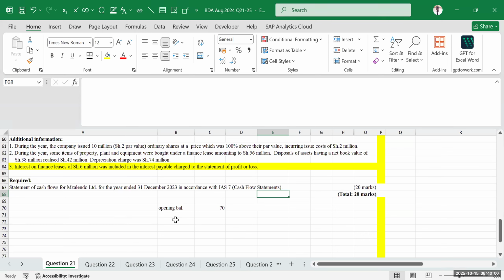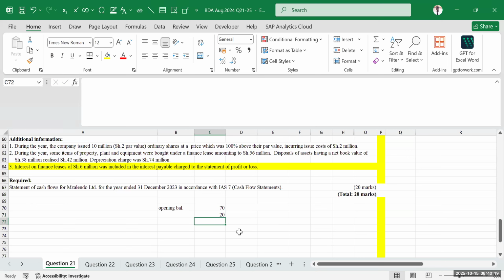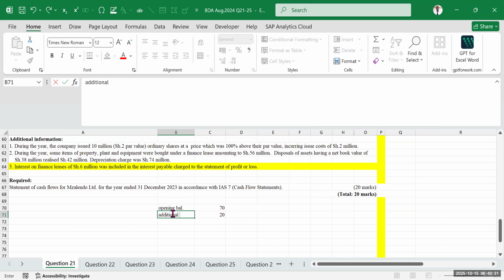So I would have taken the normal par value, that is 2 shillings. So it would make it 20. Very good. 2 times 10 is 20. Then I would compare it to the closing balance, that is 88. So what does the 20 represent? Additional ordinary shares. Very good.